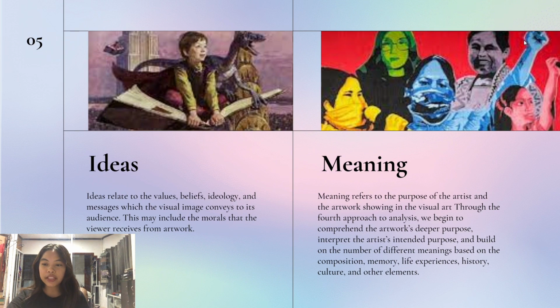Next, we have meaning. Meaning refers to the purpose of the artist and the artwork, showing the visual art's deeper purpose. So for meaning, ask yourself this in order to identify the meaning of the visual art. Why did the artist create this picture? What were they trying to express? What was happening in the world when they made it?